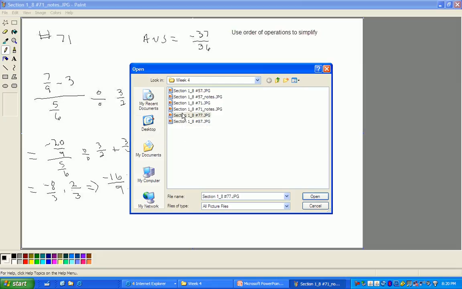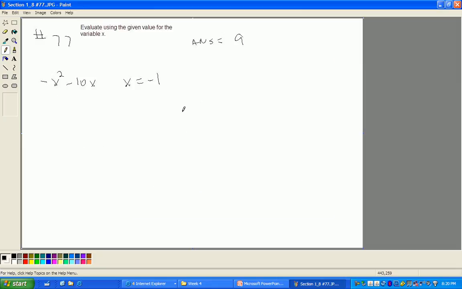And work on number 77. They want us to evaluate given the value for the variable x. Here again, I'm just peeking: our answer is going to equal 9. If we don't get 9, then I know I'm doing something wrong and I have to check it. Nothing has changed from when we first were using substitution or evaluation of a given variable. All we have to do is, everywhere we see an x, we put -1.